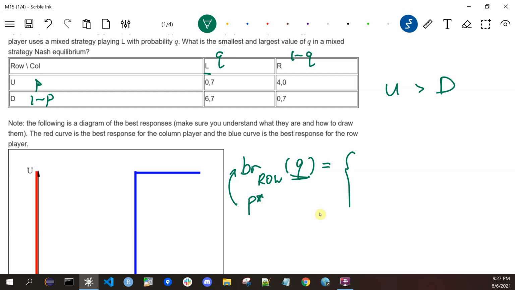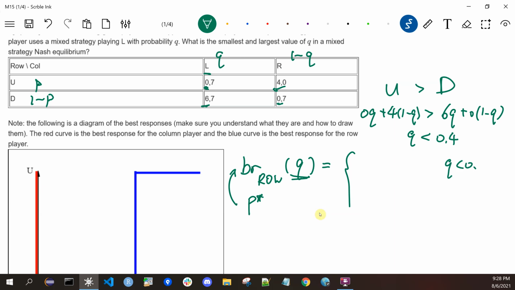So if I play U, I'll get either 0 or 4, and I'll get 0 with probability Q, and 4 with probability 1 minus Q. So the expected value is 0 times Q plus 4 times 1 minus Q. And if I play D, I'll get 6 with probability Q and 0 with probability 1 minus Q. So we can simplify this. This becomes, I think, Q is less than 0.4.